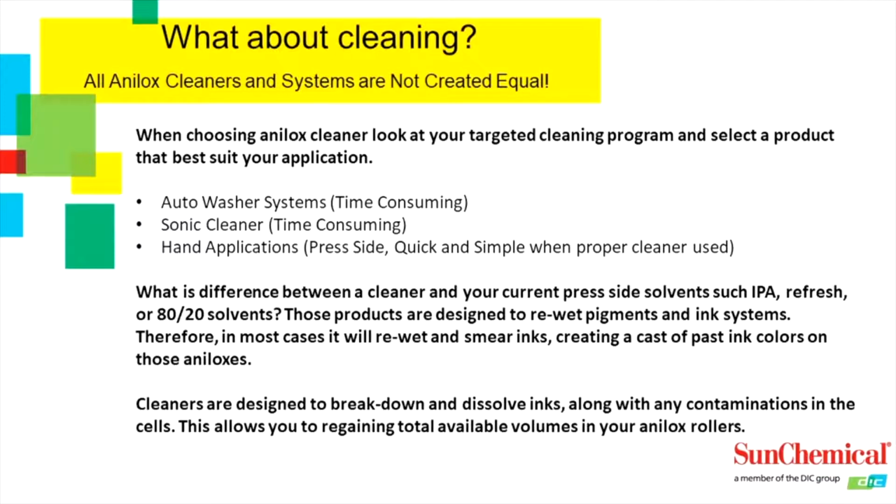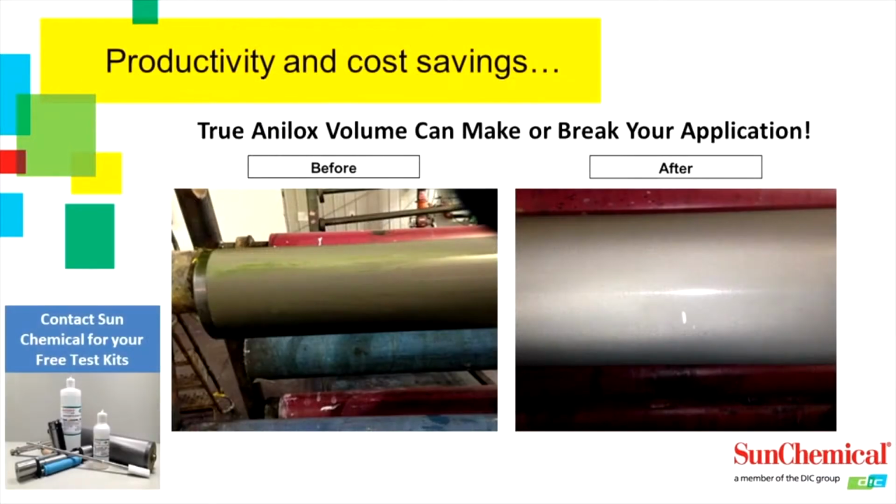I've seen this firsthand. I was in a company about a year ago. They had me hand wipe an Anilox with our cleaner. I pulled out not only a dried-in white ink, but I actually started pulling black out of it, which was a color they had run prior to. So again, there's a difference between cleaner and a solvent. Cleaners break down and dissolve the contamination within the walls, within the cells, and bring that Anilox to its full potential. True Anilox volumes can make or break your application. If you have any questions over whether you're using the right Anilox cleaner, reach out to your Sun Chemical representative. They can best address your needs.